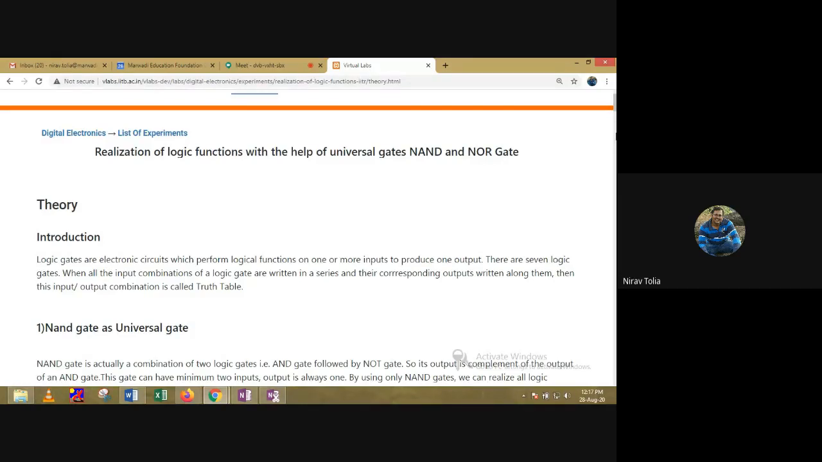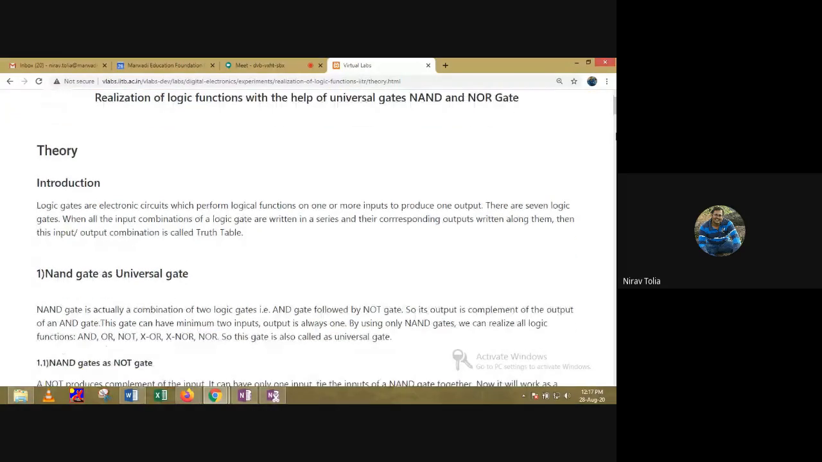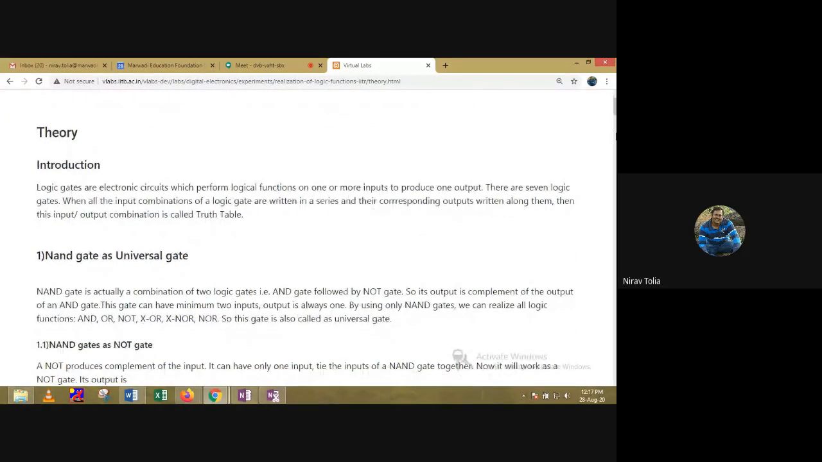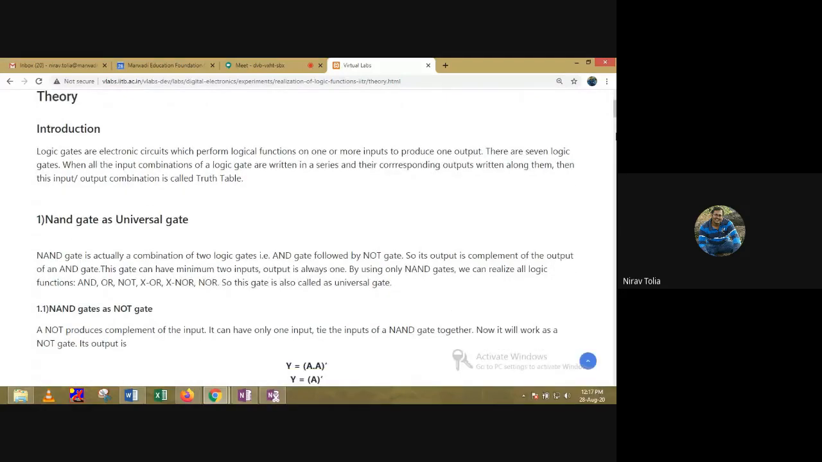So that's why it is written that logic gates are electronic circuits. Why electronic? Because they are made by diodes and transistors, and used for performing logical functions which have one or more than one input and produce a single output. So now starting with the NAND gate. NAND gate as a universal gate. You can see the theory. The NAND gate is actually a combination of two logic gates.